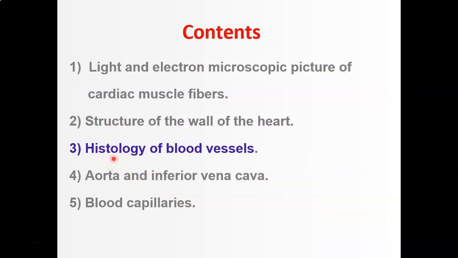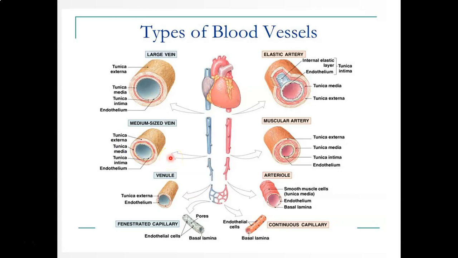Content number 3, histology of blood vessels. I want to explain it in this diagram. I have here many kinds of vessels: arteries, veins, and capillaries. Each type of this category is subdivided into 3 types.